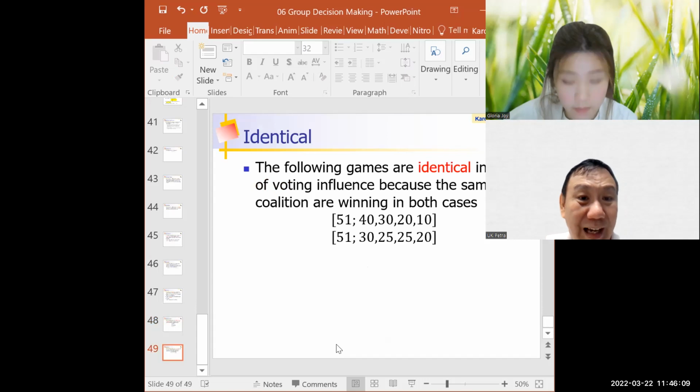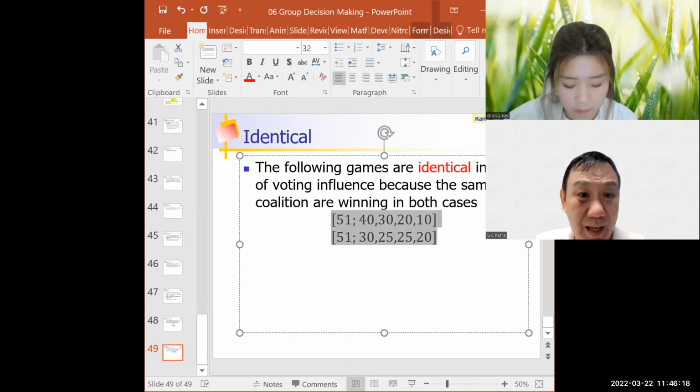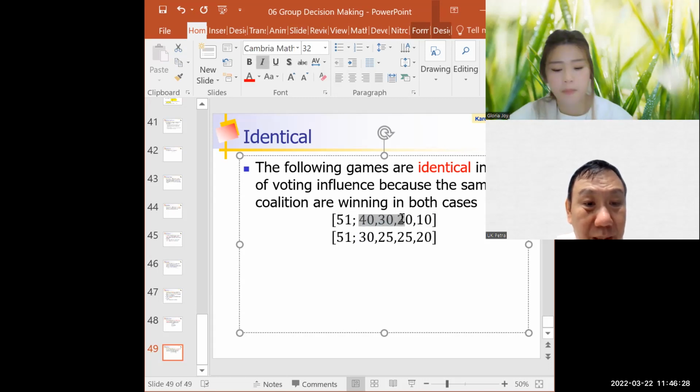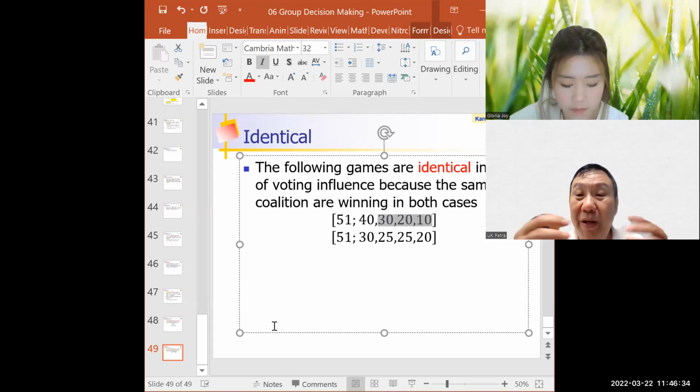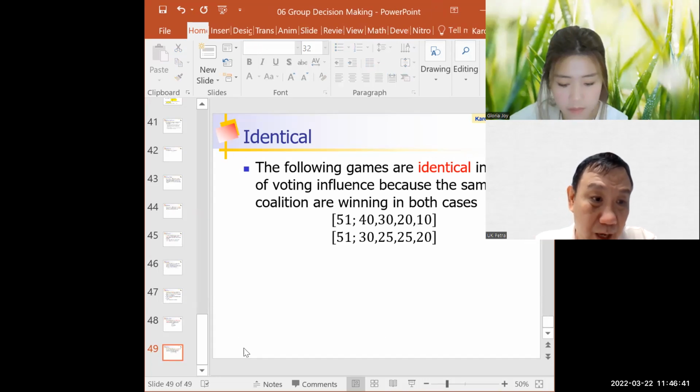Now, identical. In terms of voting influence, these 2 games are actually identical, again because they have the same winning coalitions in both cases. So you need to join either this one or the 3 of them, right? So the combinations are the same. The combinations of players are the same. So this is called identical games.